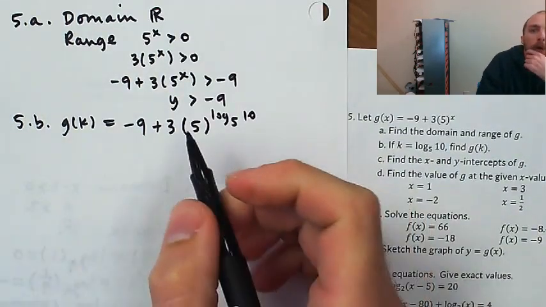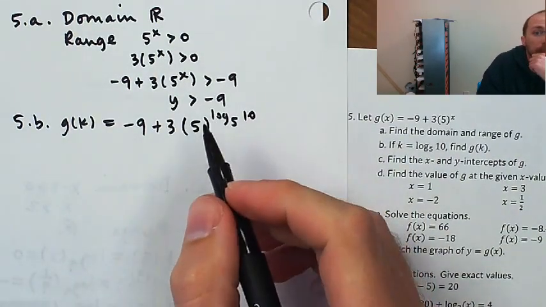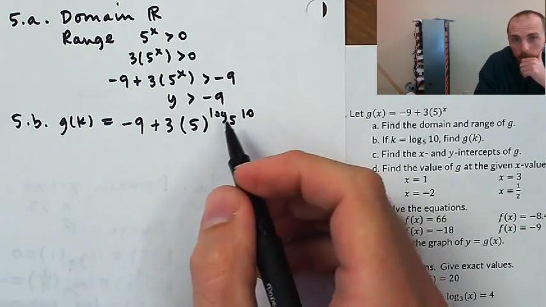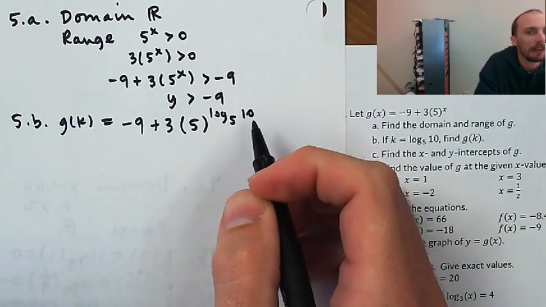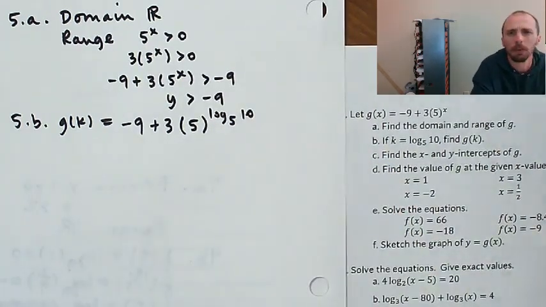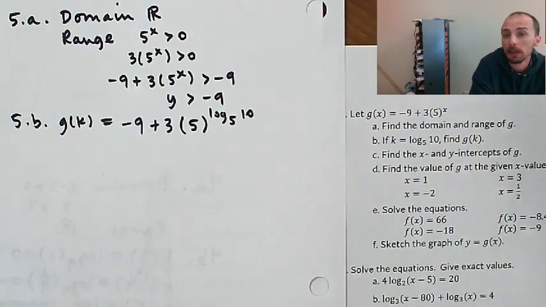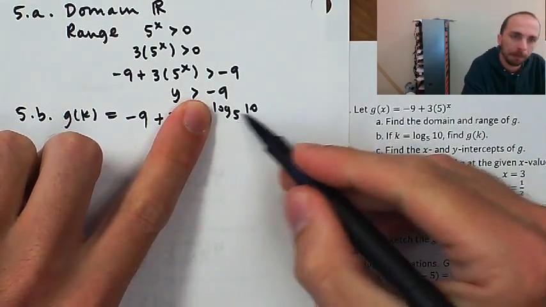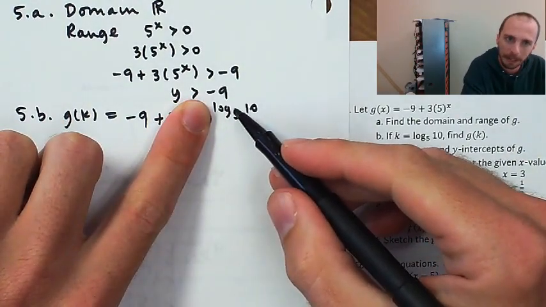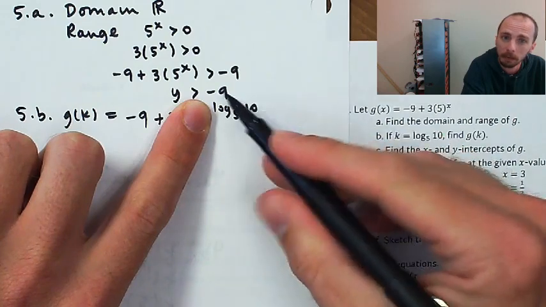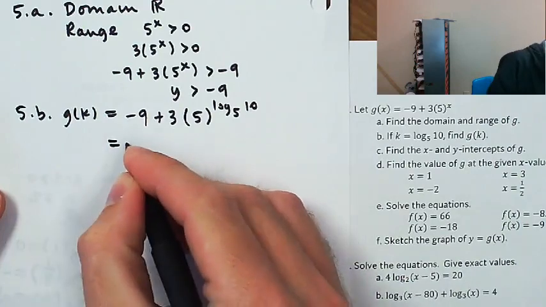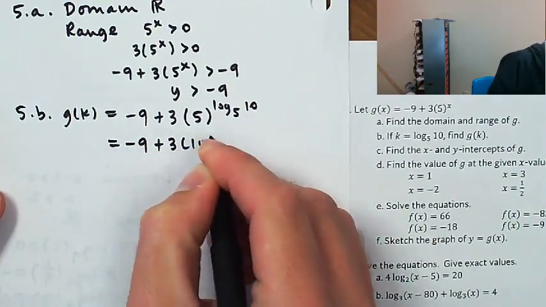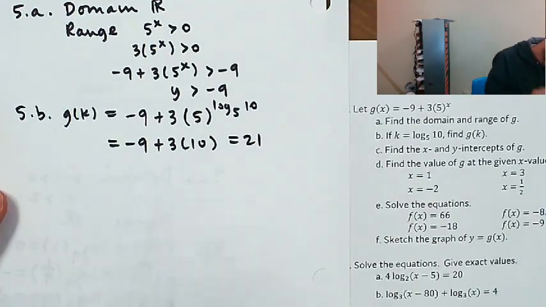Now, remember, exponents before multiplication in PEMDAS. The exponent of this log comes before multiplication by 3. So 5 to the log base 5 of 10, that's just 10, right? I'll remind you why that's true. It's a fundamental identity, and you need to know it. But just to remind you why it's true: the log right here is the particular exponent that you would put on 5 to get 10. So we're putting that exponent on 5, and we get 10. So negative 9 plus 3 times 10, 30 minus 9, that's 21.